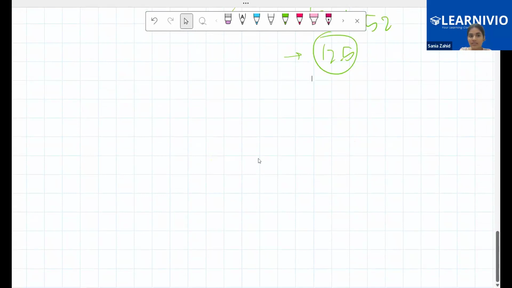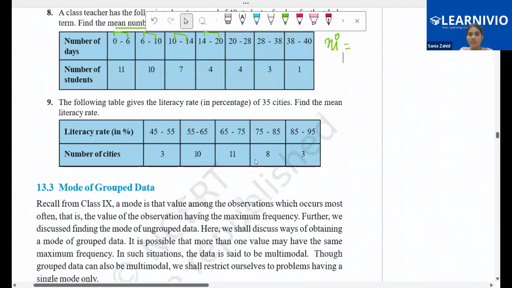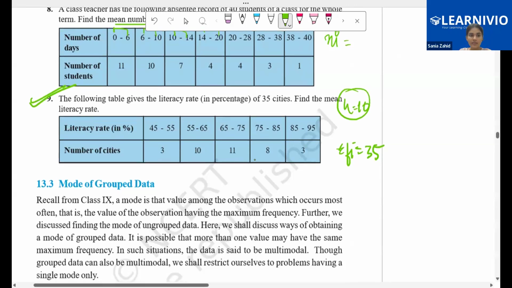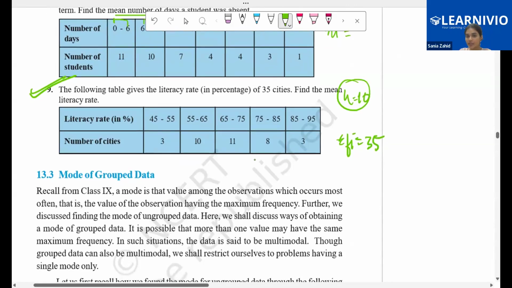The last question of the exercise says that the following table gives the literacy rate in 35 cities. So sigma fi is already given, 35, and find the mean literacy rate. Okay, here the class size is equal, so you can use the step deviation method. Class size is 10. So do question number 9 quickly with the help of step deviation method. Then we'll start with the mode of grouped data in today's class.